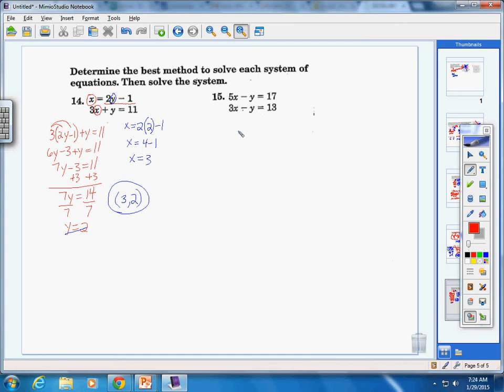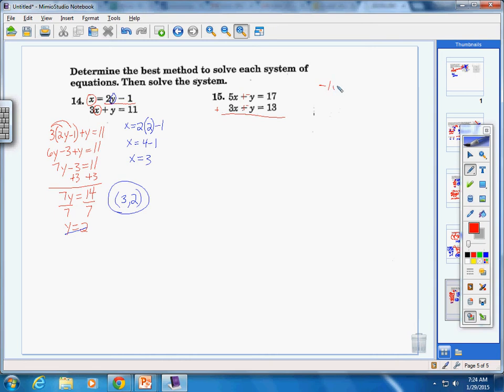I think that is the best option here, because guess what? Your y's have the same number out in front. Remember, that's a negative y, or negative 1y. So, if we're going to use the elimination method, that means we must determine whether we're adding or subtracting. If you choose to add, what's negative 1y plus negative 1y?